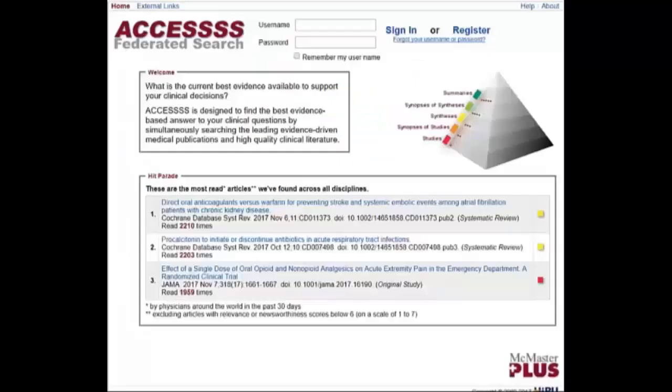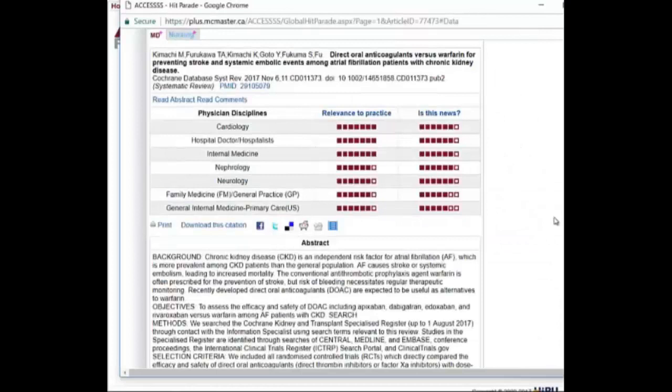On the screen now, we're showing you Access, which is the database designed to support clinicians in making decisions about the health of individuals. Does treatment A work better than treatment B? This is the resource for professionals trying to answer that type of question.